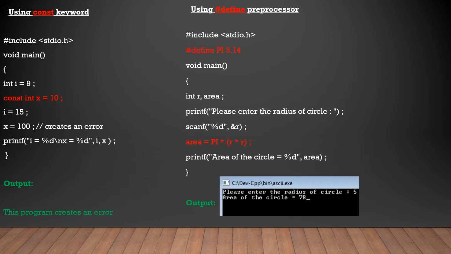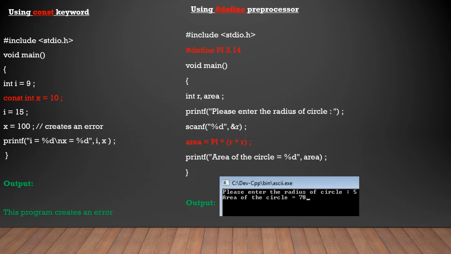For example, see this program, guys. This is using the const keyword. In this program, I have declared one local variable i equal to 9, and inside that I am declaring one more variable x which is constant. The data type is int, the variable name is x equal to 10. We are assigning some value. Next, I is equal to 15 and x is assigned the value 100. Initially i was 9 and now the value of i gets changed to 15 and x is equal to 100.